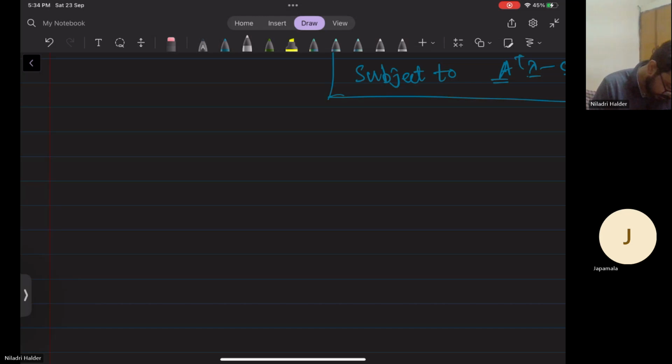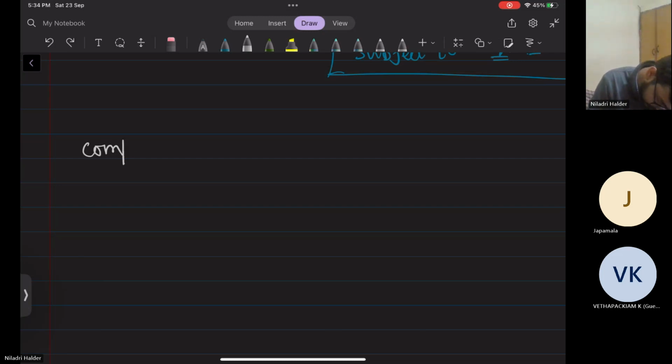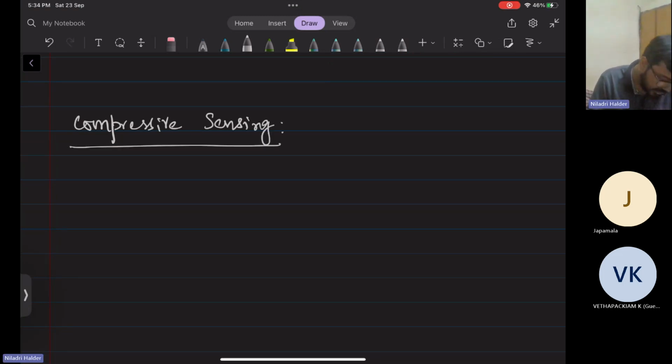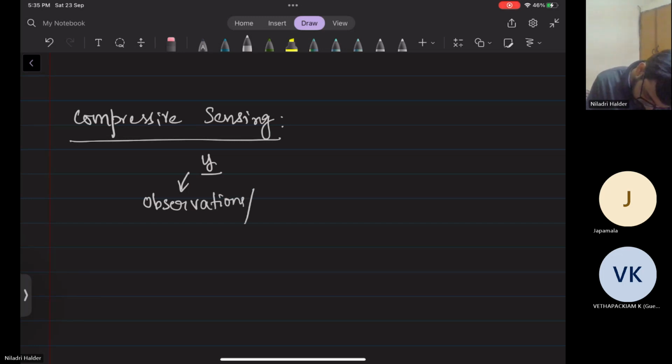Now we'll go to some topics that the professor has taught, that is compressive sensing. The compressive sensing problem is that, suppose we have a very small number of measurements. Suppose y is the measurements or observations.